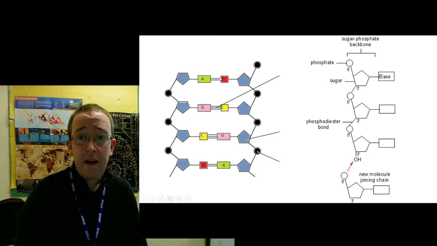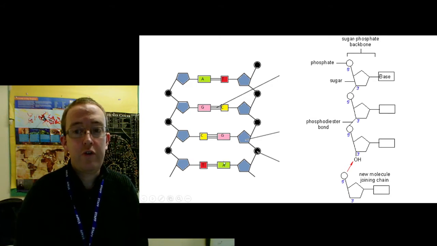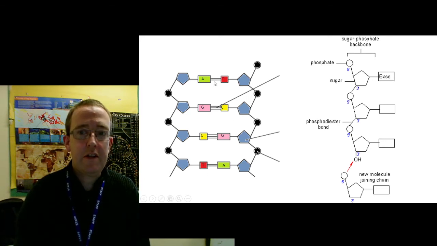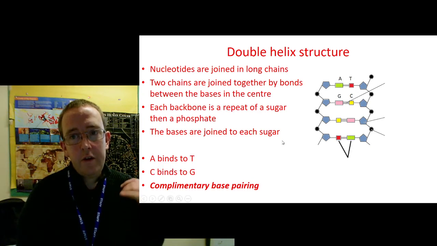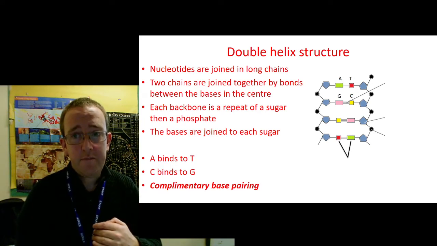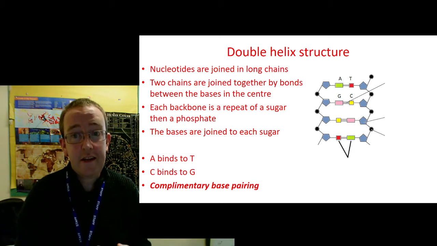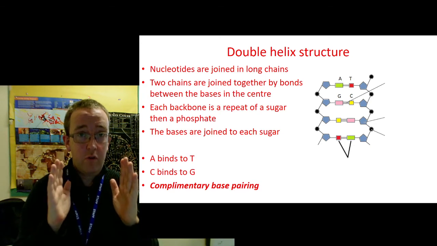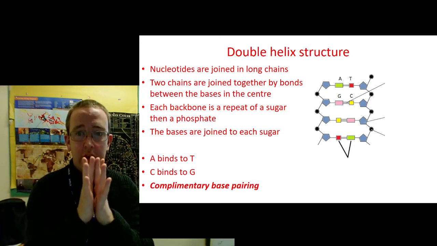In the middle here, we've got a series of bonds called hydrogen bonds that hold the two strands together. And you can start to see some of that pairing up that these bases do in this picture. Okay, so here are your key points. Nucleotides are joined in long chains. The two chains are joined together by bonds between the bases in the centre. Each backbone is this repeating sugar molecule, sugar, phosphate, sugar, phosphate, sugar, phosphate, sugar, phosphate, and the bases join to each other in the middle.